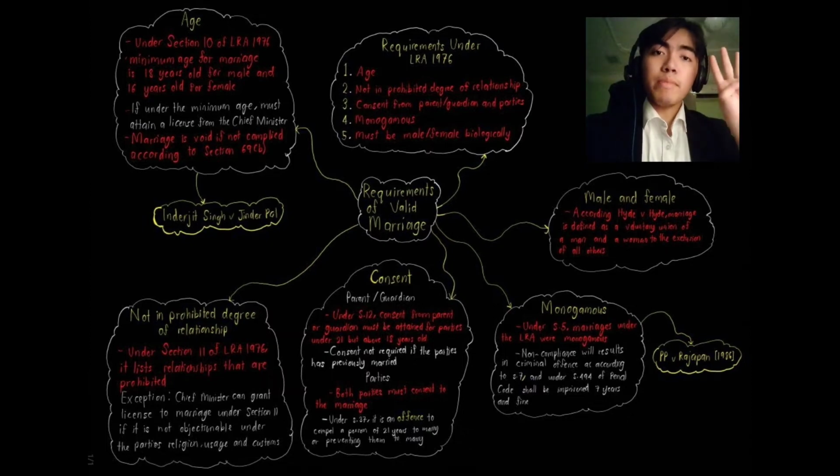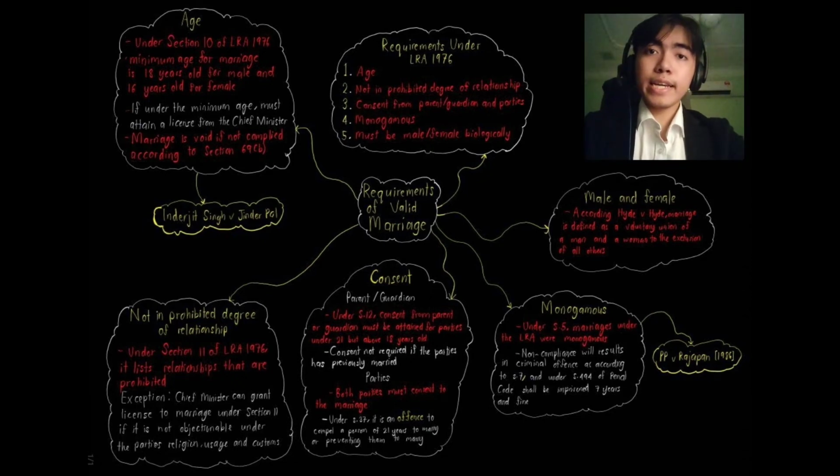The fourth requirement is that the marriage must be monogamous. Under Section 5, the marriages under the LRA 1976 are monogamous, and non-compliance will result in criminal offense according to Section 7, and also under Section 494 of the Penal Code, anyone who does not comply with this shall be imprisoned for 7 years and fined.